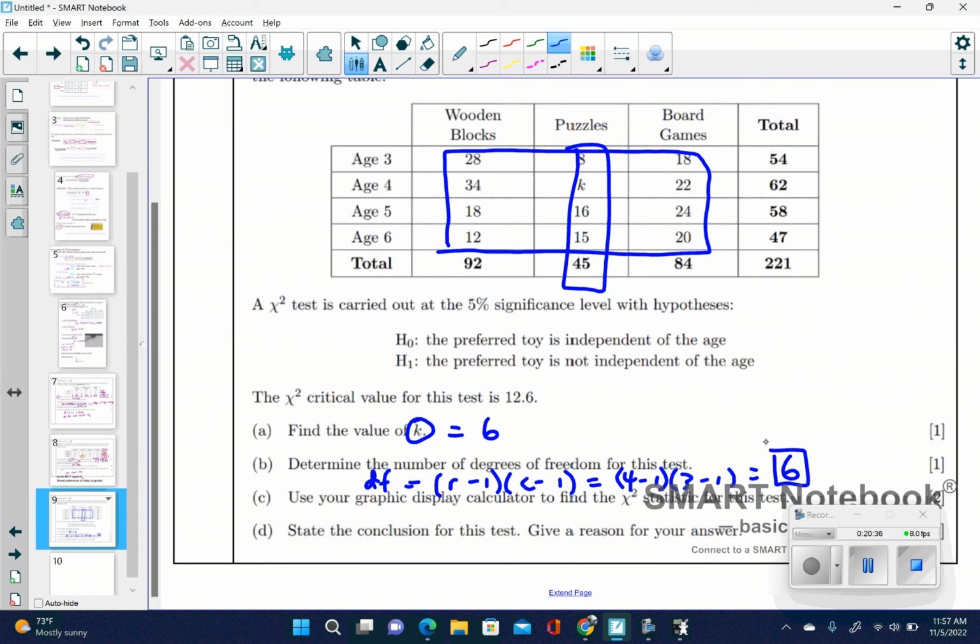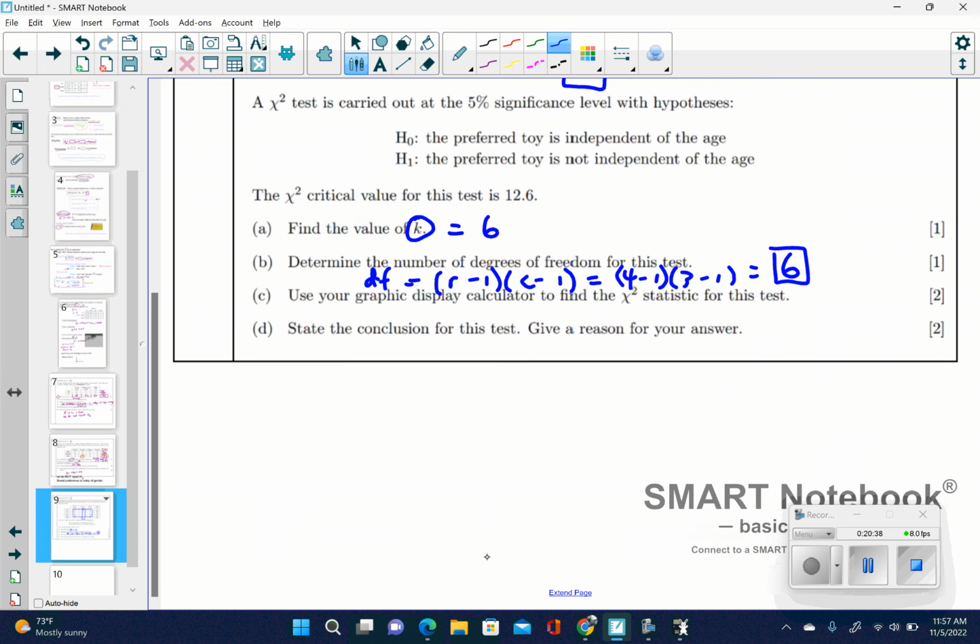Okay. For the next one, for letter C, use a graphing calculator to find the chi-squared statistic. I think we've done this enough that you can plug this in yourself. So you will get that the chi-squared statistic value is equal to 18.1 when I did it. That's what I got. And state the conclusion for this test, right? So we do know that the critical value is 12.6.